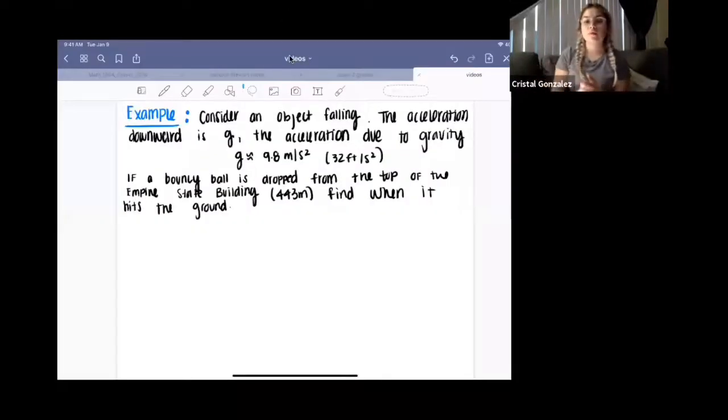Okay, so let's consider an object falling. The acceleration downward is g. So what they mean here, if you've taken physics courses, is our acceleration when we throw something down, for example, if I drop my pen down, it's just gravity. Nothing else is pulling it down other than gravity, right? We don't have any external force going like this, so gravity's pushing it down. And so we're going to call that a downward g.